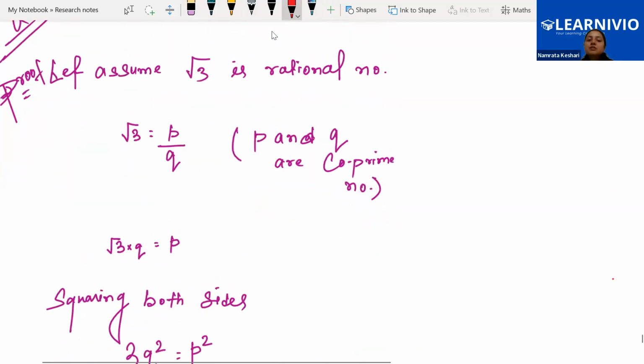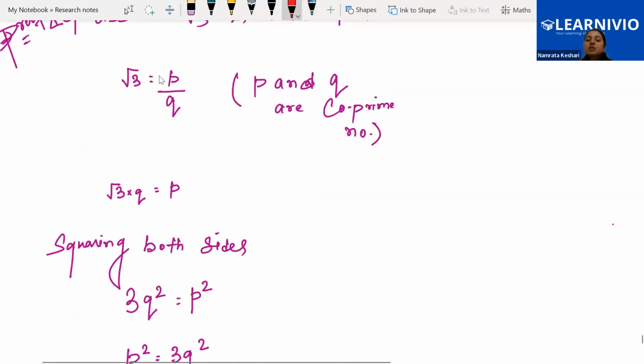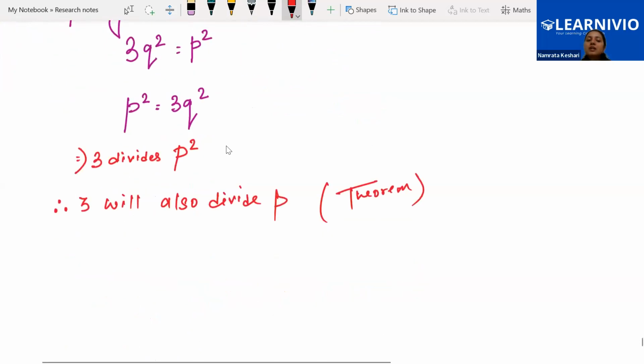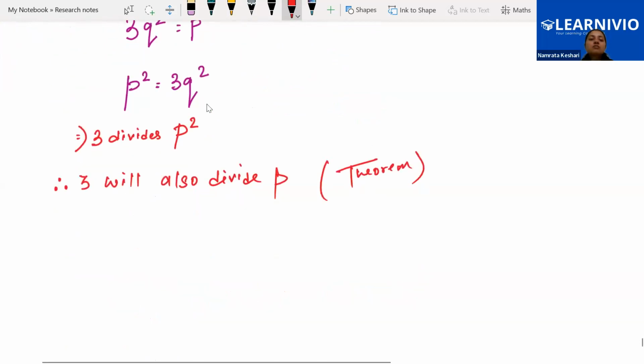Now we have done the crisscross multiplication here. We have done squaring on both sides. After squaring both sides, we realize that P square is equal to 3Q square. So we can write that 3 divides P square completely. Once we have written that 3 divides P square completely, now from the theorem we can say 3 will also divide P. Yes or no?